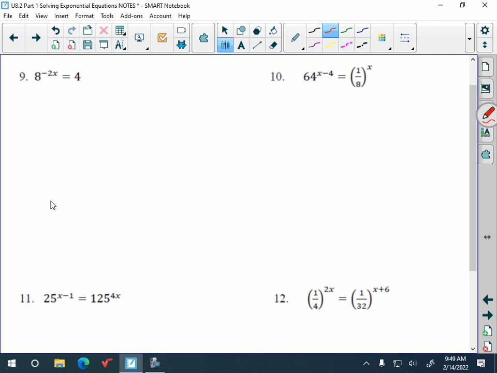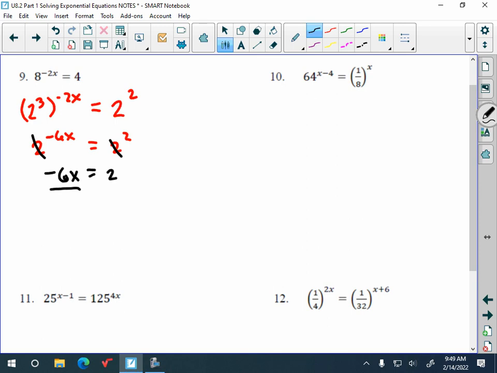So 2s are going to work a lot, 3s are going to work a lot, 5s, that kind of thing. Small numbers are going to, look for those. So 8 is 2 to the third, to the negative 2x, and 4 is 2 to the second power. All right, so we have 2 to the negative 6x equals 2 squared. Divide by the negative 6, negative 1/3.